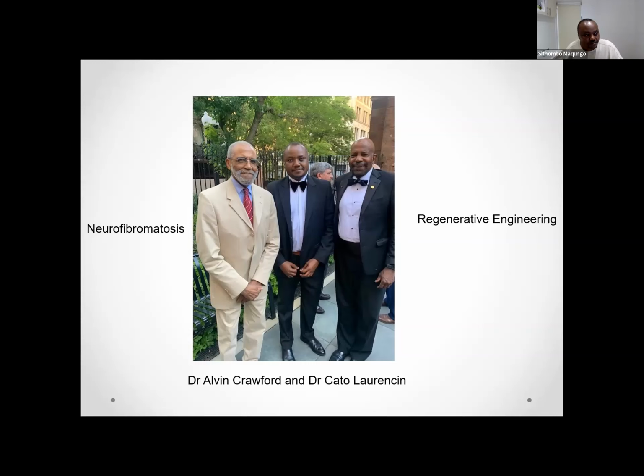So the whole field of, so what is regenerative engineering? Nicola, I'm going to touch on that. Am I stealing your light here? No, Prof, not at all.